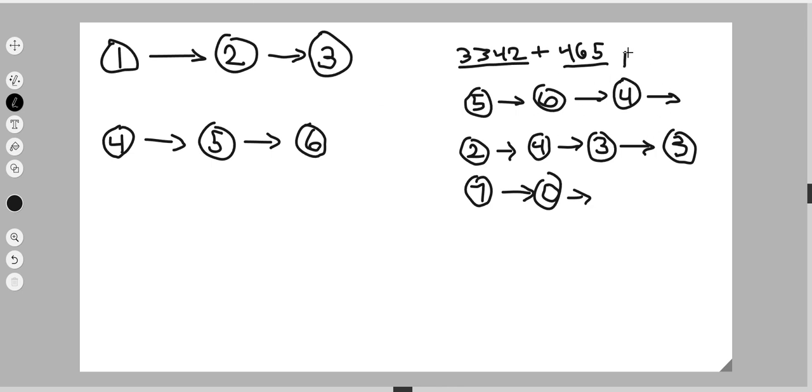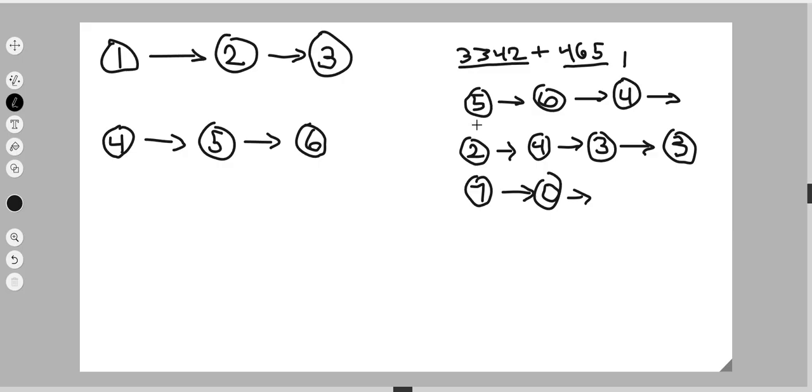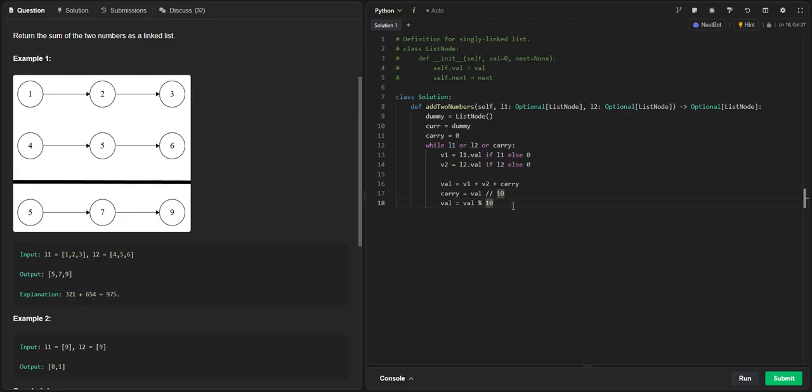And that's getting the tens place, right? But then to get the ones place, you're going to do val equals val modulus 10, right? Because, for example, here, let's go again. 6 plus 4 is 10. And then the modulus of that would be 0, because 10 divided by 10 is 1 with no remainder. So that would give you the ones place.